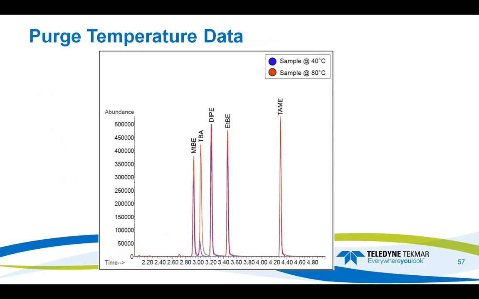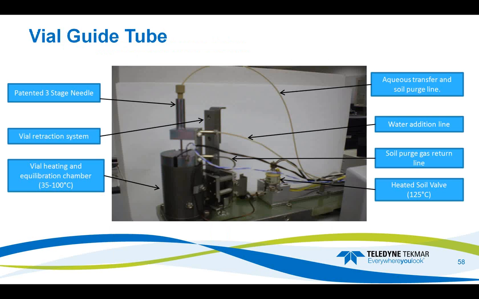We see obviously at higher temperatures, we release more compound of interest from the soil into the water and then from the water into the gas phase. Okay, so here's a shot of the vial handling on the Atomx, and we see that we have our heated chamber here that our needle protrudes into. So we have control of the temperature of this chamber, and therefore we have control of the temperature of the vial and the purge. All of our pathway here for our gas handling during in-vial purge is heated, and it's inert tubing. And then here's our three-stage needle.